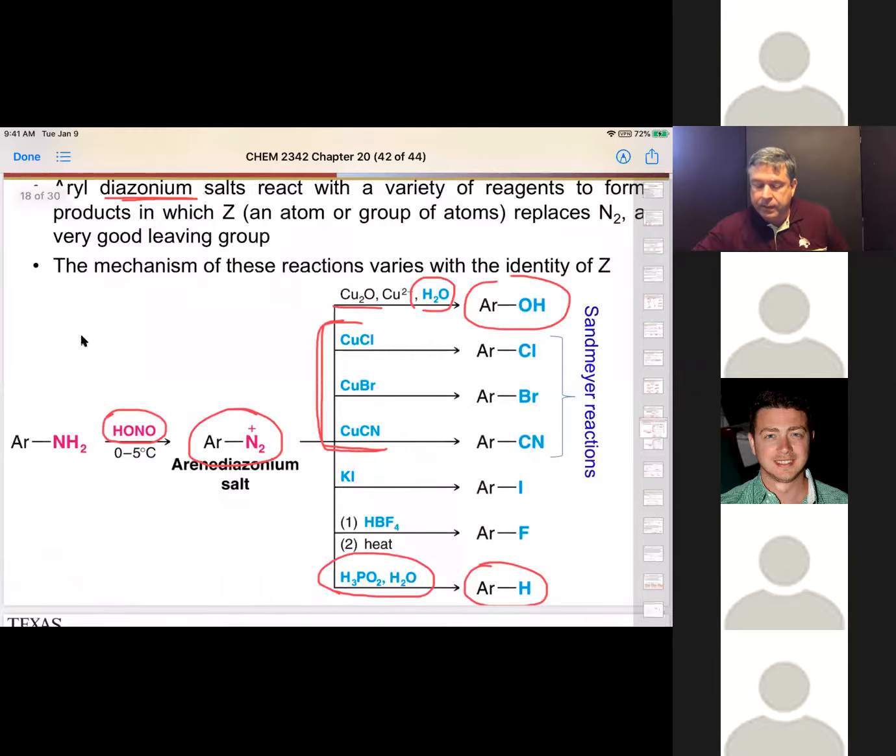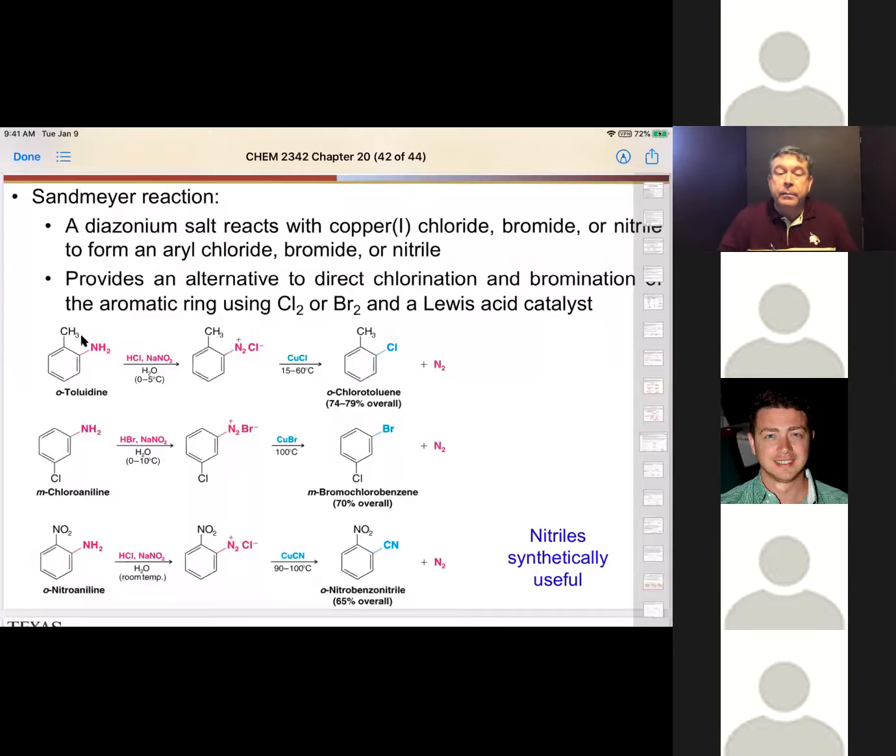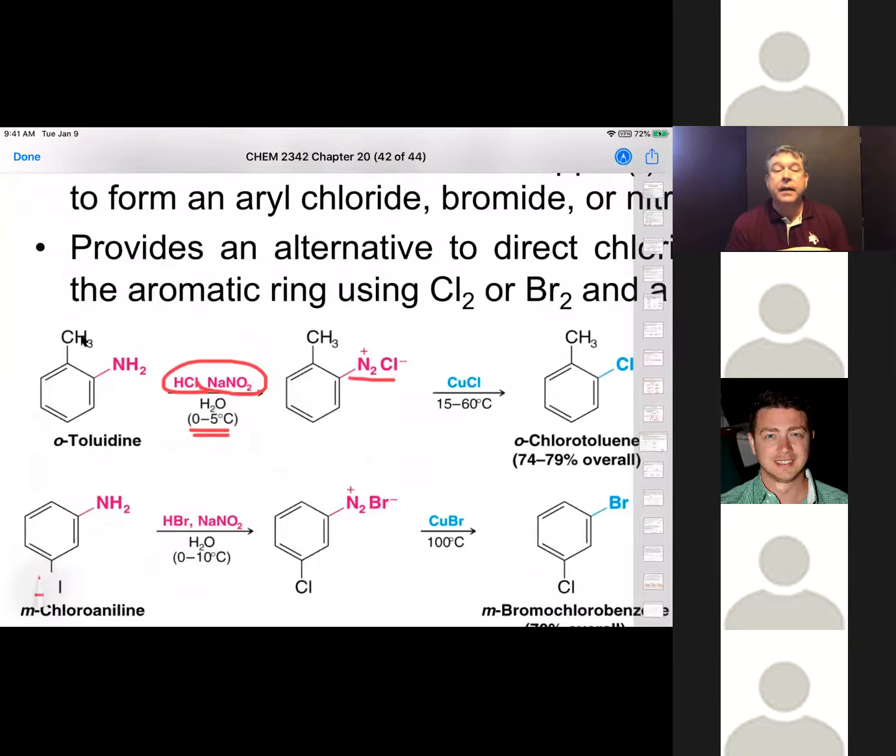So the Sandmeyer reaction specifically is those copper salts putting the chloride, the bromide, and the nitrile on the benzene ring. And again, it puts it on specifically at the place the nitrogen was, not where an ortho, meta, or para director might direct those materials to be. So let's look at the case of the toluidine, which is the toluene with an aromatic amine on it. If we treat that with the sodium nitrite and acid at a low temperature, it'll generate our diazonium salt.